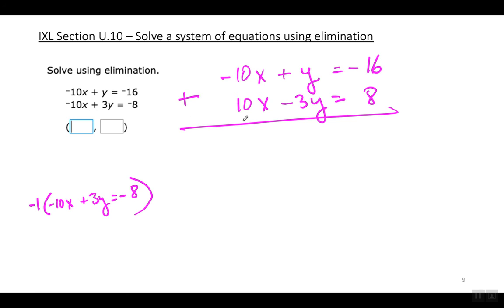Now when I add them, the x terms eliminate. I'll have negative 2y equals negative 8. So y equals negative 8 divided by negative 2. So y equals 4.